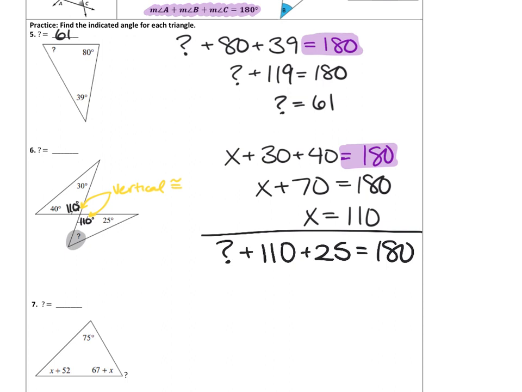Now again, it feels like we're doing too much because you could just subtract those numbers from 180, but stick with me because eventually you're going to have to write an equation for this. That means that the question mark plus 135, I added those numbers together, would be equal to 180. How do I solve for that question mark again? 180 minus 135, meaning my question mark angle, the one we want to know about, is 45 degrees.